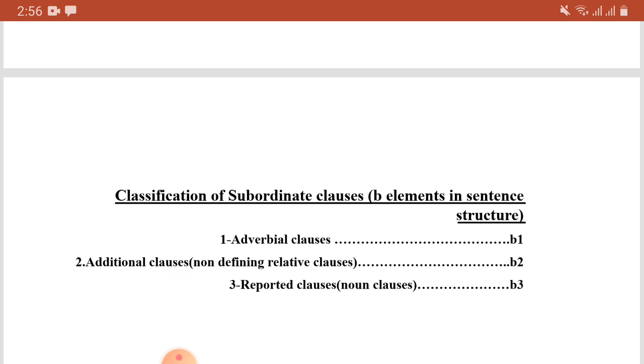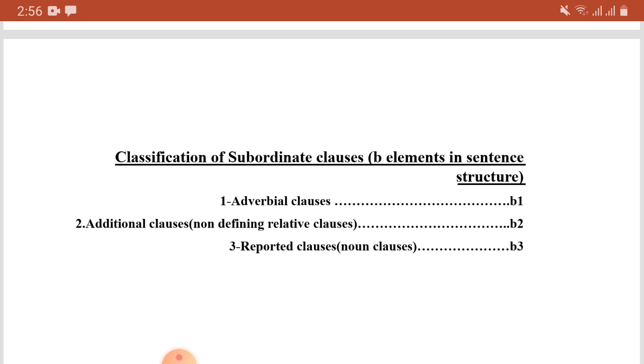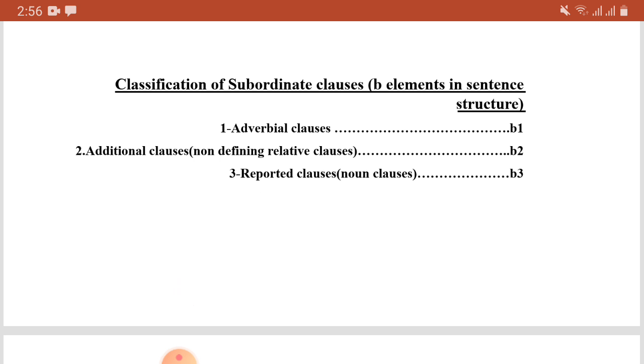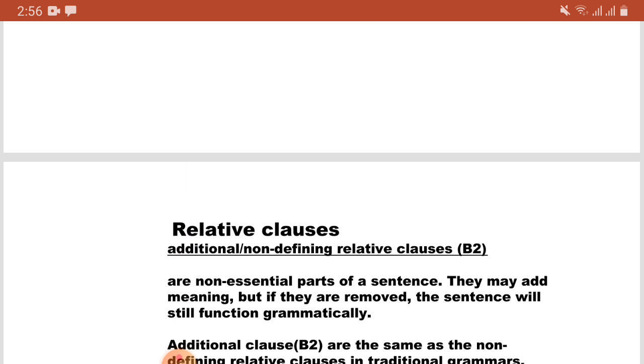The very first is adverbial clauses, which are called B1. Additional clauses, non-defining relative clauses, are B2. And the third one is reported clauses. Reported clauses are noun clauses. These are also called B3.